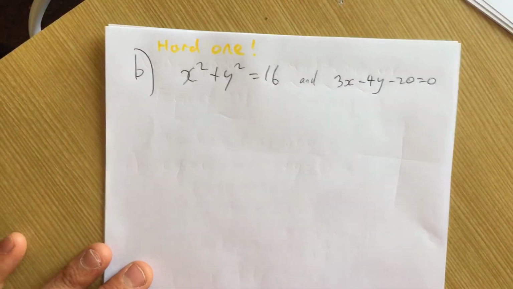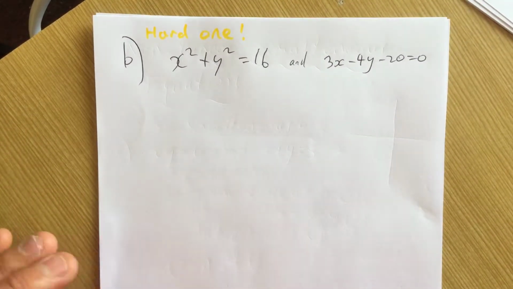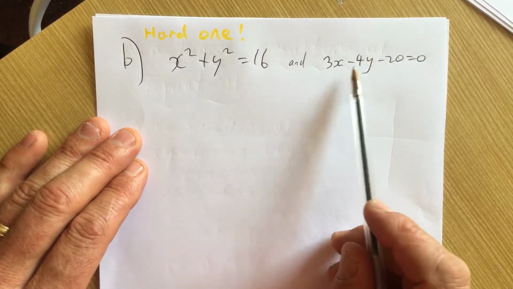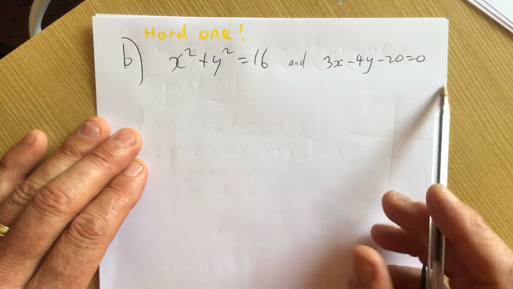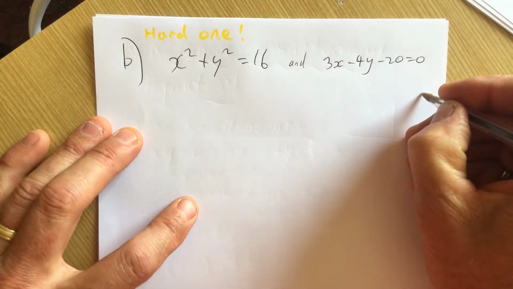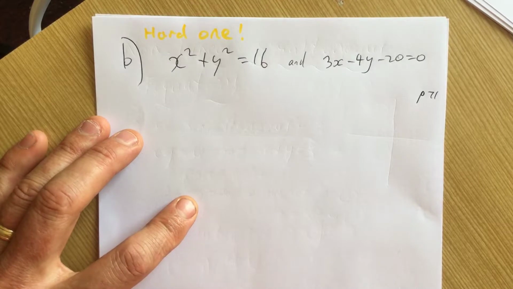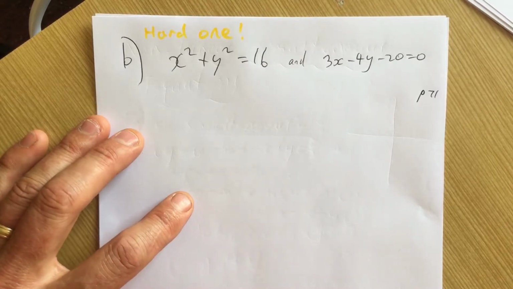Now, the next one is actually quite challenging. It is another non-linear one. There are only 2 examples we're doing. x squared plus y squared equals 16, and 3x minus 4y minus 20 equals 0. I'm going to give you a little bit of a tip here. It's on page 71 of the textbook if you're wondering why I take a couple of shortcuts.